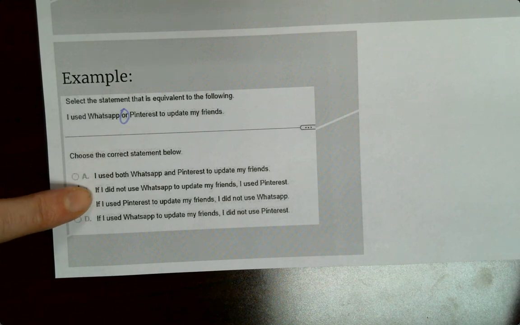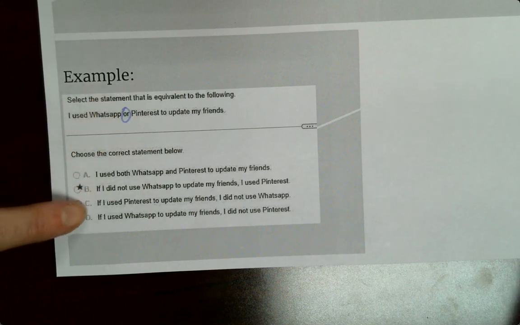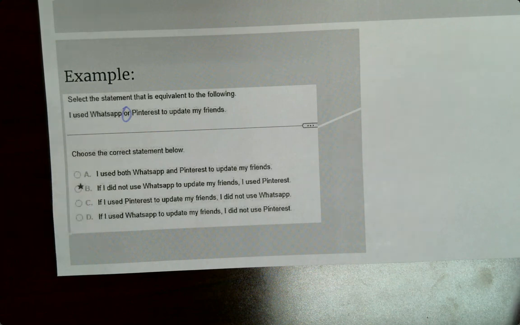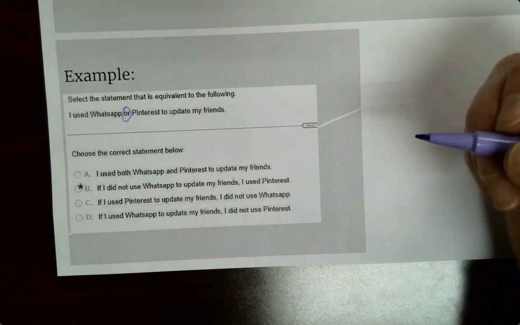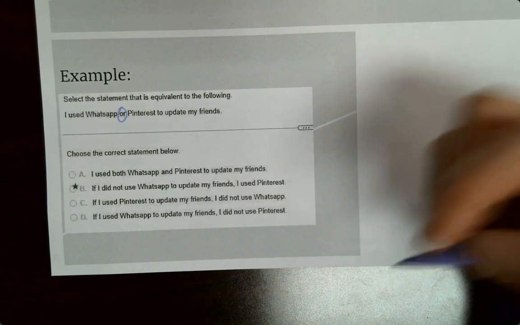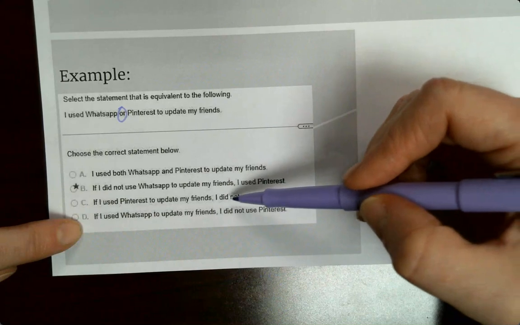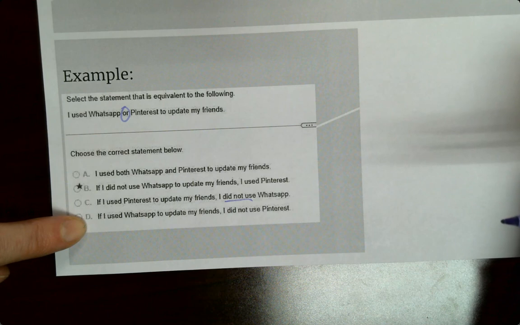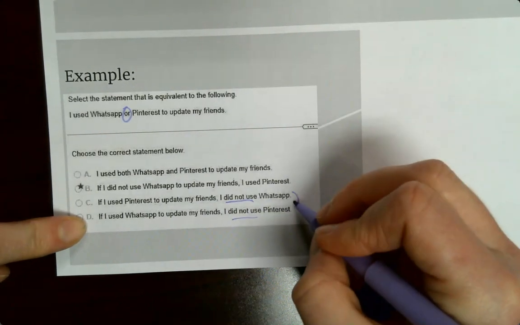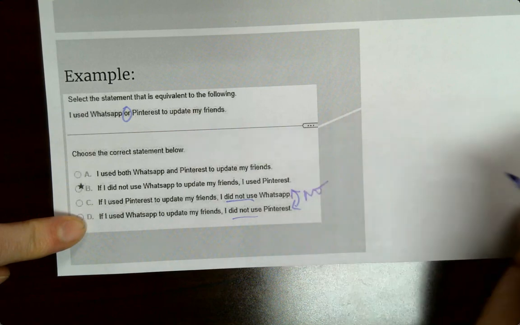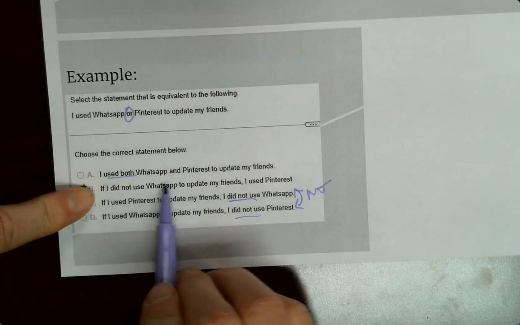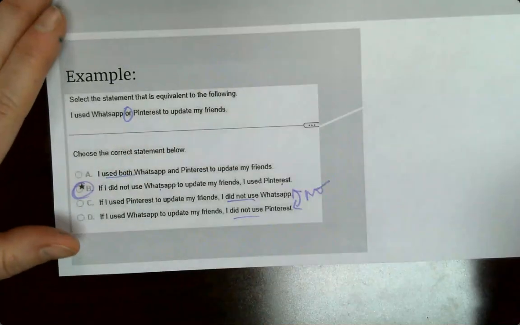If I don't use WhatsApp to update my friends, I use Pinterest. Okay, so or means one or the other. If I use Pinterest to update my friends, I do not use WhatsApp. Well, or means this one or that one or both. So not necessarily. If I use WhatsApp to update my friends, I do not use Pinterest. No, these are basically the same. No. You don't have to use both. You can use one or the other. So if you don't use WhatsApp, then you will use Pinterest. So that is the correct answer there.